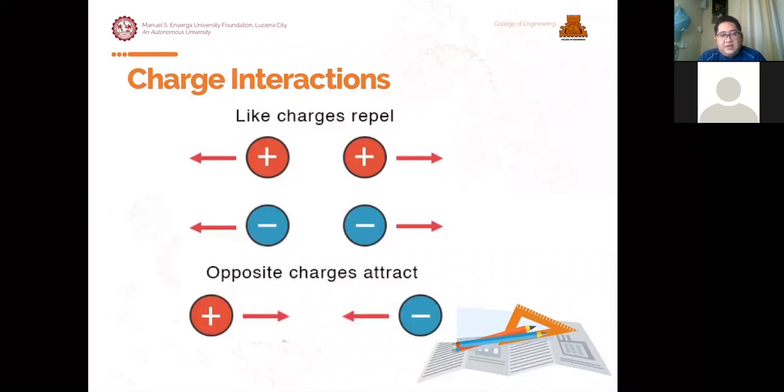So, ngayon pag opposite na yung charge natin, we have positively charged, negatively charged. Okay? Tendency nila is to attract each other kasi si negatively charged na particle, pwede na siya mag-share ngayon dun sa positively charged. Okay? So, doon nagkakaroon ng sharing ng electricity.